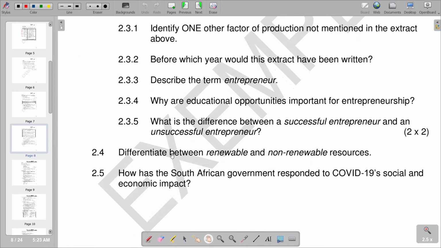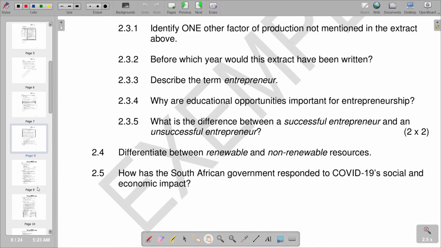Then 2.4, differentiate between renewable and non-renewable resources. And we know that renewable resources are resources that can be replenished. We talk about plants, they can naturally replace themselves. That is a renewable resource. When we talk about non-renewable resources now, these are resources that cannot be replaced easily. They can take a longer time to be replaced, or they can take forever. We can talk about the minerals which cannot easily be replaced. We can talk about oil also as a non-renewable resource.